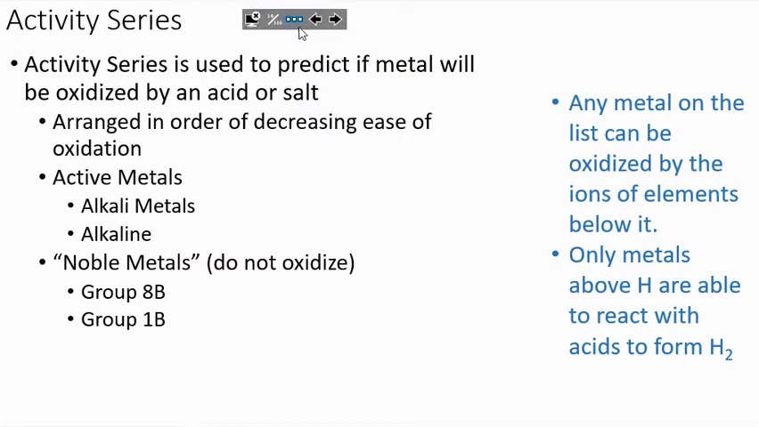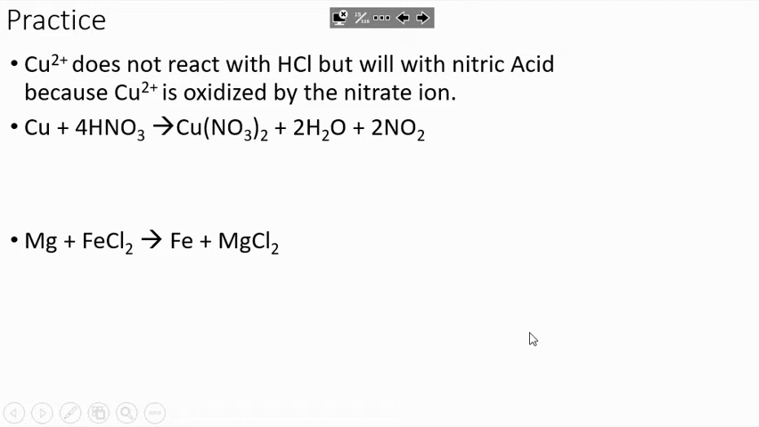So activity series then is used to predict if a metal will be oxidized by an acid or salt. And you arrange that in decreasing ease of oxidation. And our active metals, the alkali metals, come first. Then we have alkaline metals. Then we have noble metals, which are essentially your gold, your platinum, that sort of thing. So any metal on the list can be oxidized by the metal ions of elements below it. Only metals above hydrogen are able to react with acids to form water or hydrogen gas.